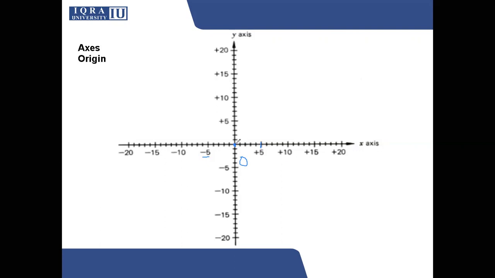So the values to the right of the origin are all positive. The values to the top of the origin are all positive. The values to the left and the values below the origin are all negative, right? So this is what makes up a Cartesian plane.